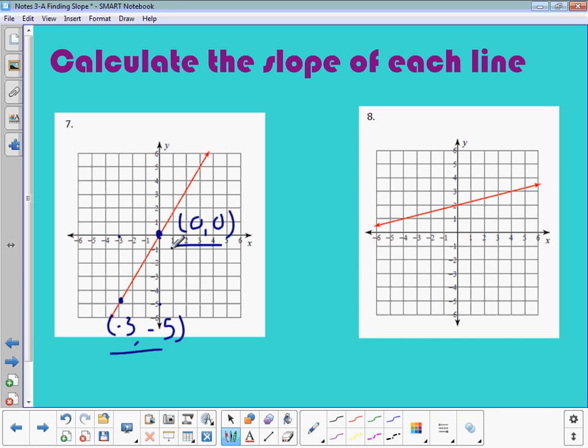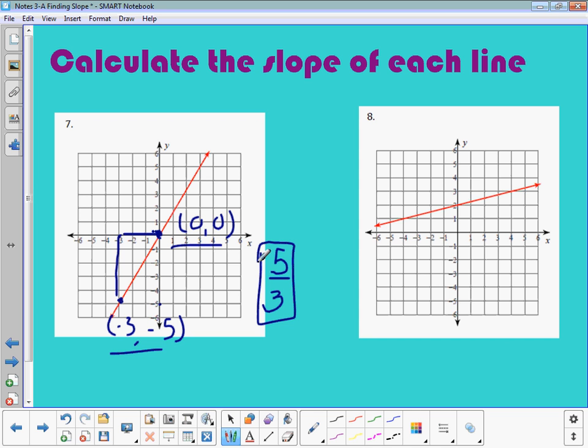I want to figure out how far I need to go up to go from this point to this point. So I need to go up 1, 2, 3, 4, 5. So I went up 5. Remember again that slope is rise over run, so 5 is going to go on top. Now I need to figure out how many I need to go over. Well, I need to go over 1, 2, 3. So I go over 3. So my slope then is 5/3. Up 5 over 3. Rise over run.